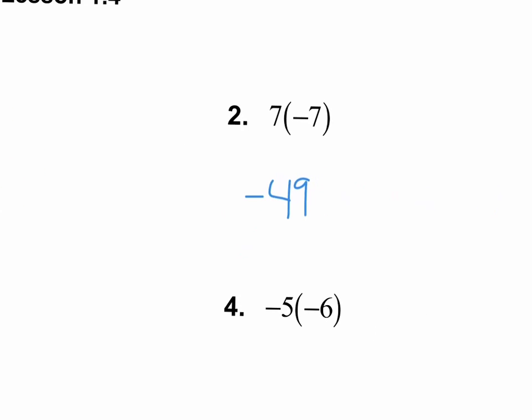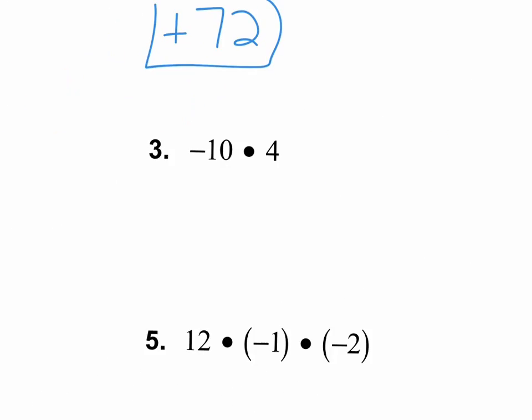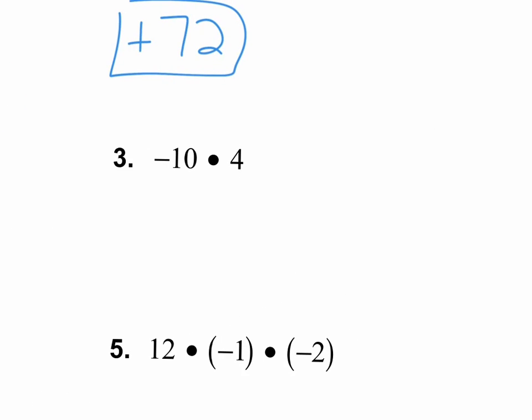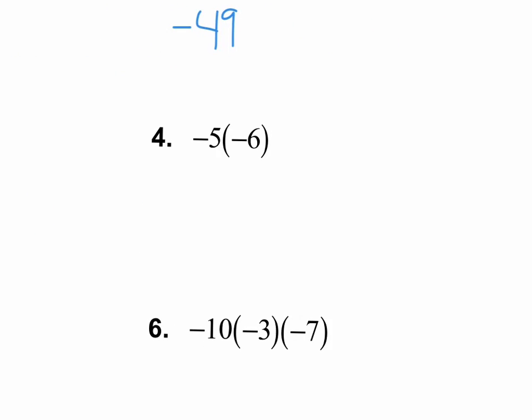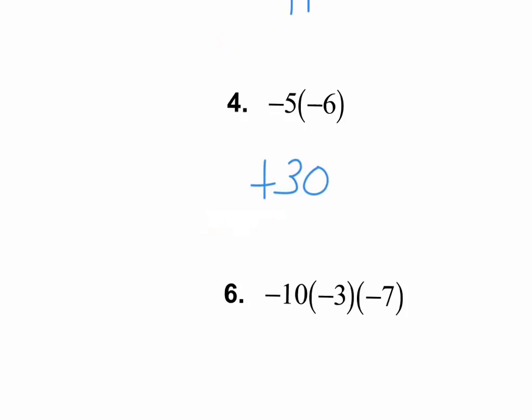Okay, so step 1, identify what sign it's going to be. Step 2, do regular multiplication. Okay, so I have a negative 10 times a positive 4. Negative times a positive gives you a negative because they're opposite signs. 10 times 4 is 40. Okay, negative 5 times a negative 6, with both same signs, they become positive. 5 times 6 is 30.